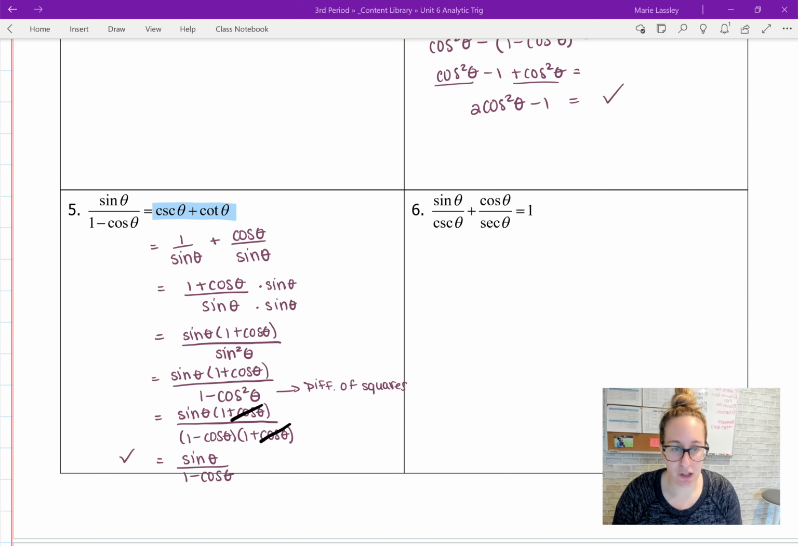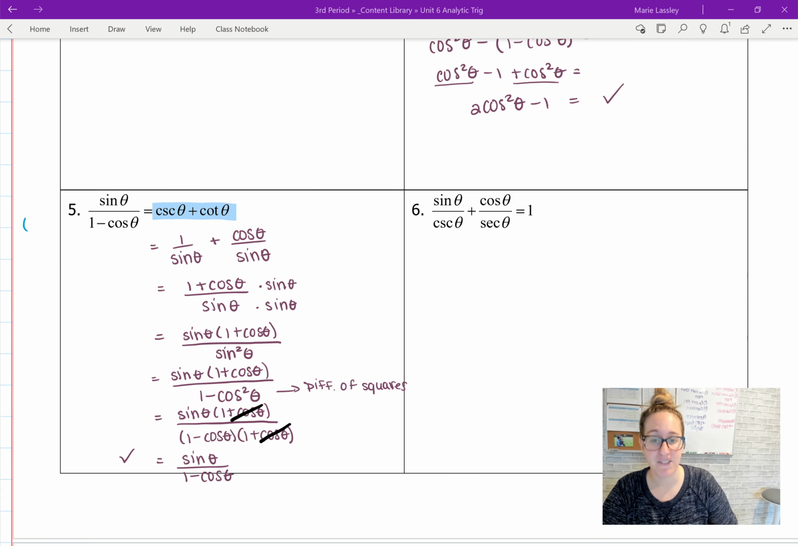All right, moving on to problem number 6. So that was definitely a tough one. There is another technique that you could use for problem number 5, and that's working with the left-hand side. If you wanted to do this one working with the left-hand side, you would multiply the top and the bottom by the conjugate. 1 minus cosine, its conjugate is 1 plus cosine. So you would multiply both top and bottom by 1 plus cosine.